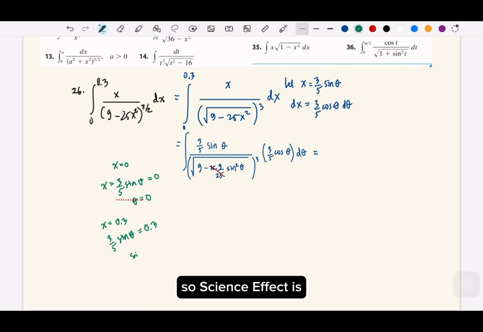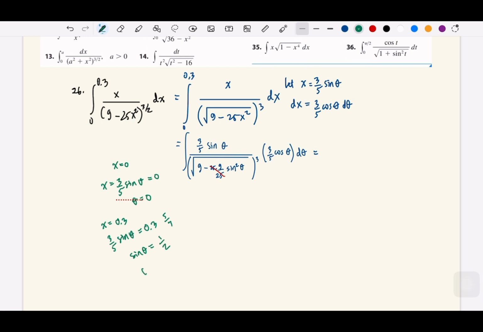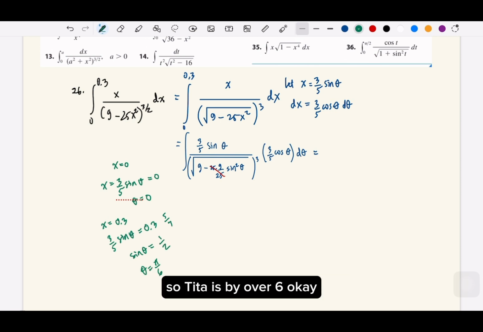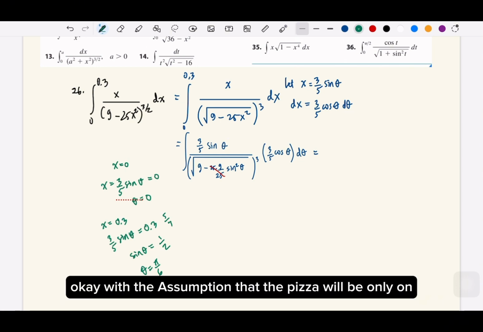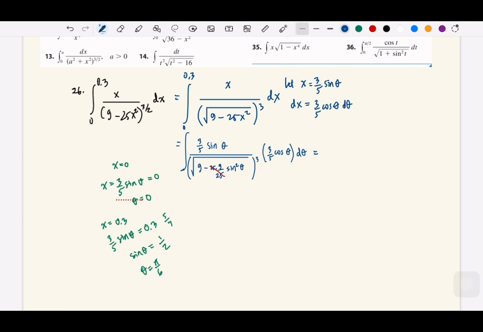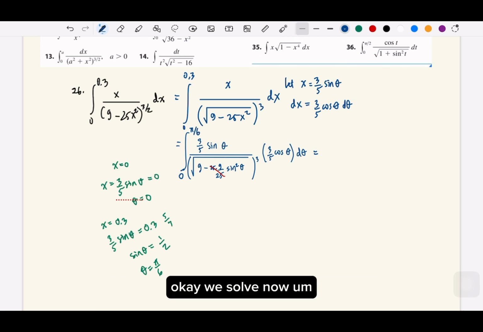So sine theta is 5 over 3, which is half, right? So theta is pi over 6, okay? Okay, with the assumption that theta will be only on the acute angle, so this will be 0 and pi over 6. Okay, we solve now.